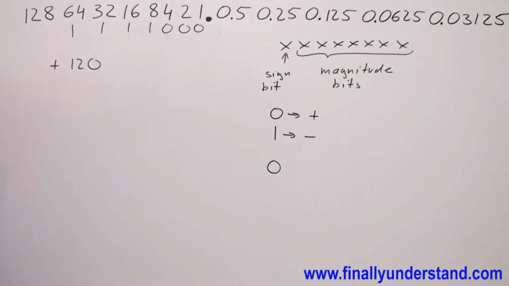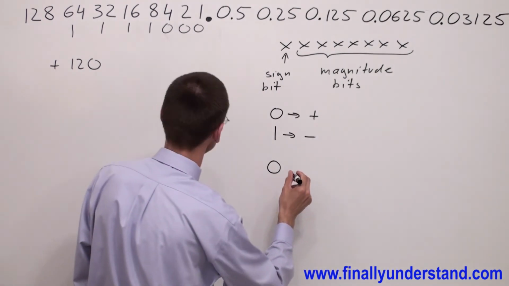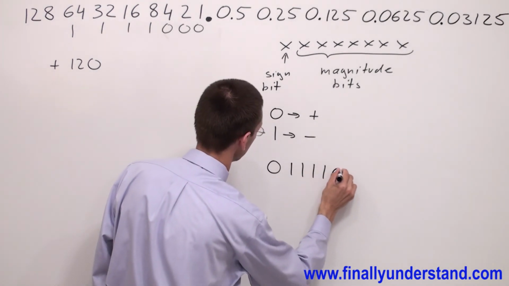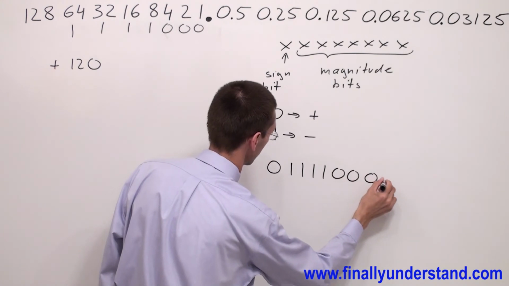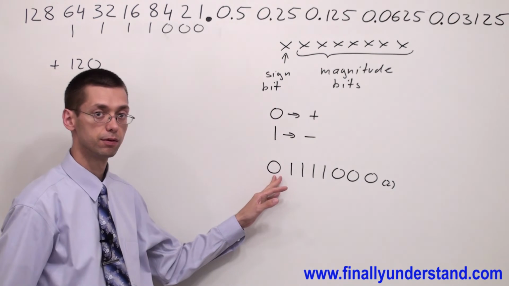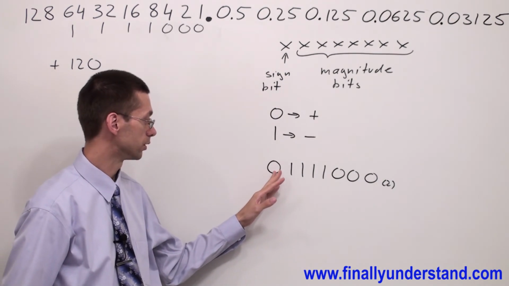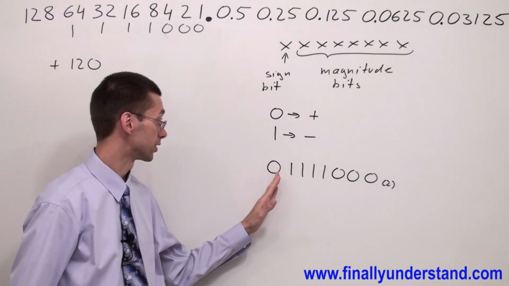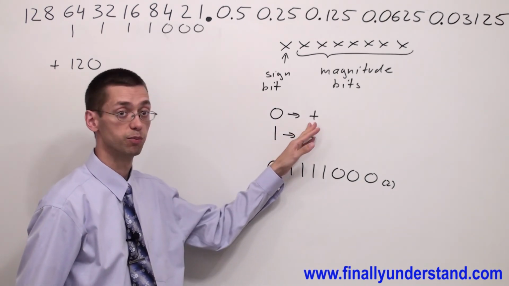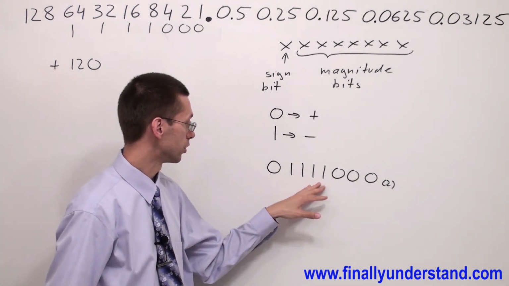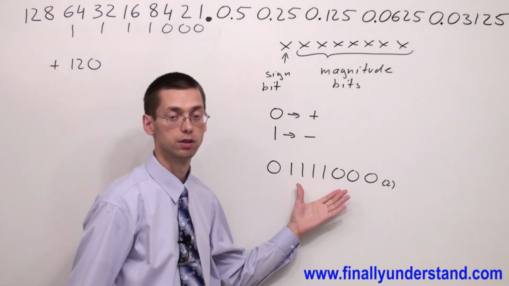This is my binary 120. And I have to copy these bits over here. I have 1, 1, 1, 1, 0, 0, 0. We have a positive sign. Remember, the very first bit represents the sign, and because I have 0, it's a positive sign, and I have the magnitude, which is 120. So this is the solution to my problem.